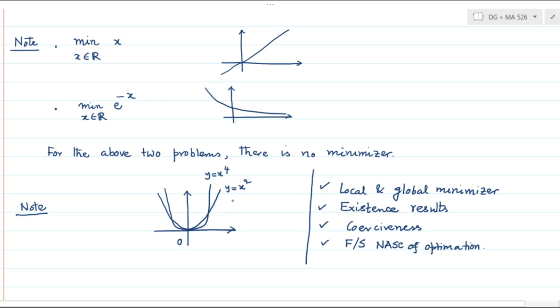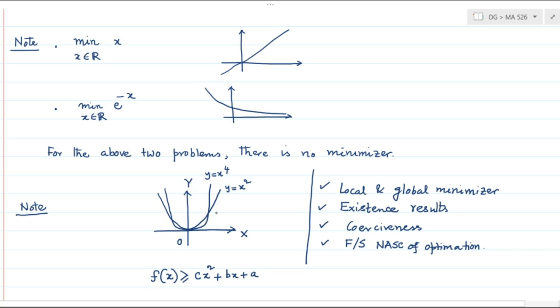There is a result that is going to come in your problem sheet, which I have already added and will send you. If there is a quadratic function, and there is a positive constant c such that f(x) is above c times x square plus bx plus a, where a, b, c are all real, then the function f must be a strongly convex function. If y equals x square were lying below y equals x to the power 4, then x to the power 4 would be strongly convex, but that is not the fact. The function x to the power 4 is a strictly convex function, but it is not a strongly convex function.